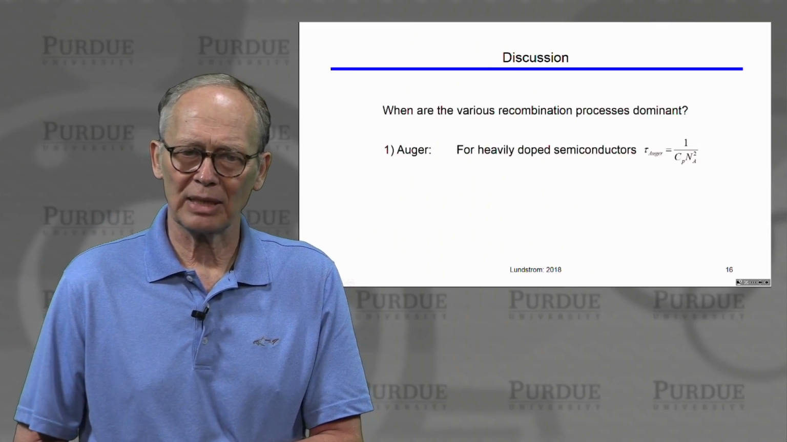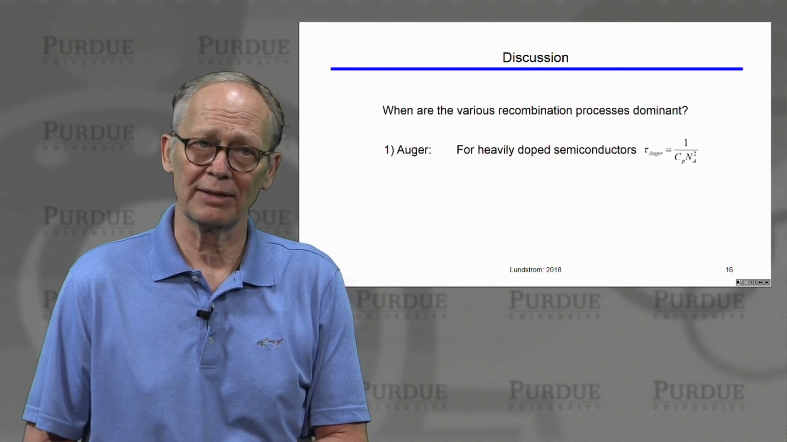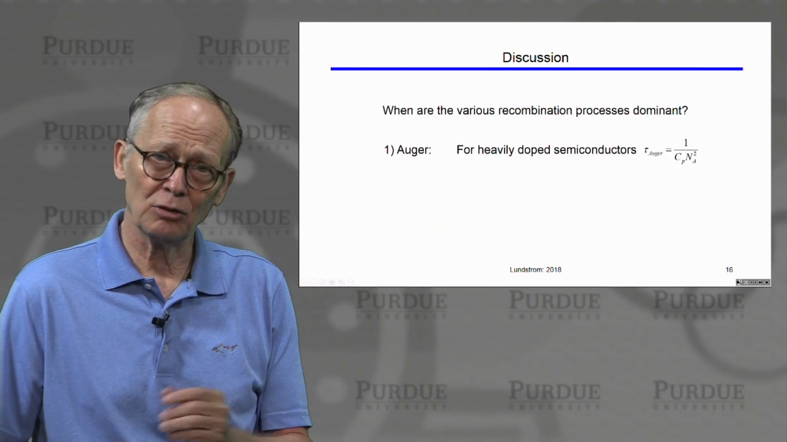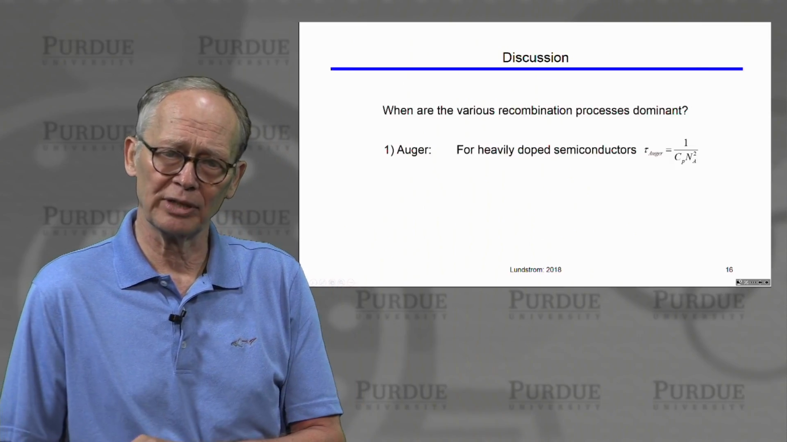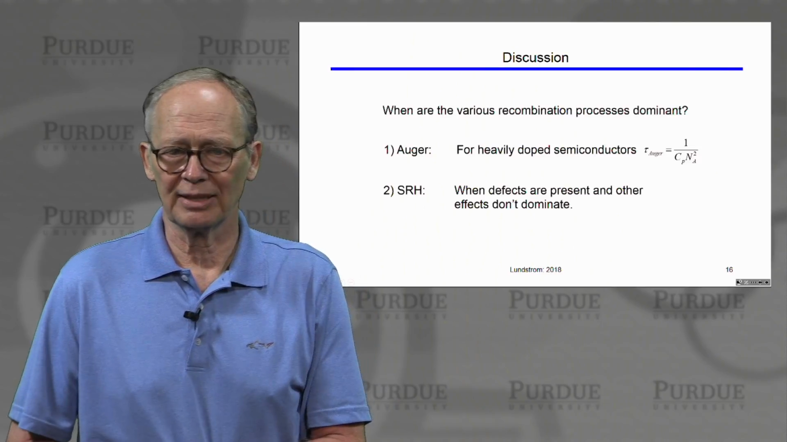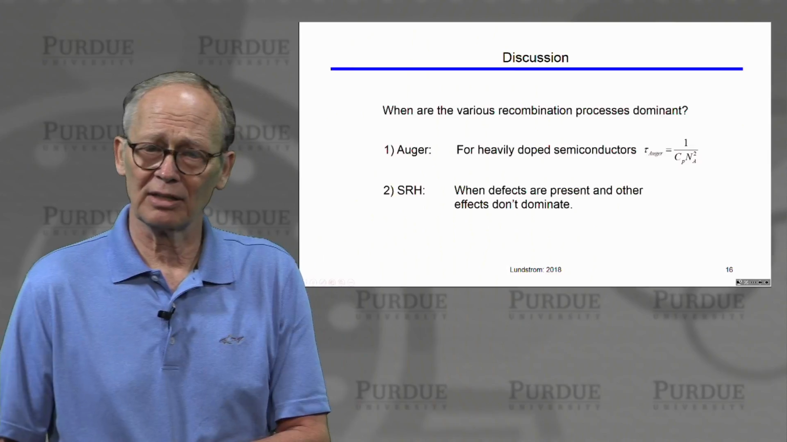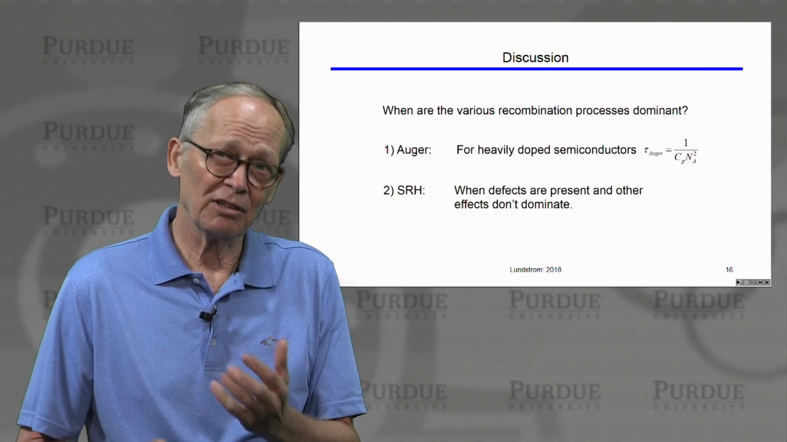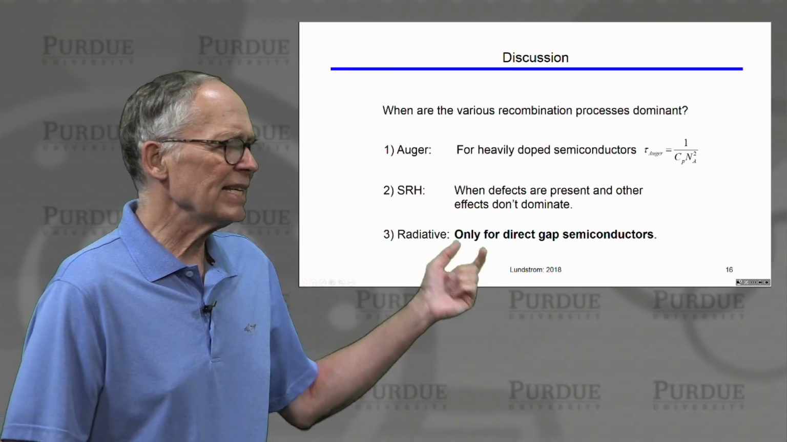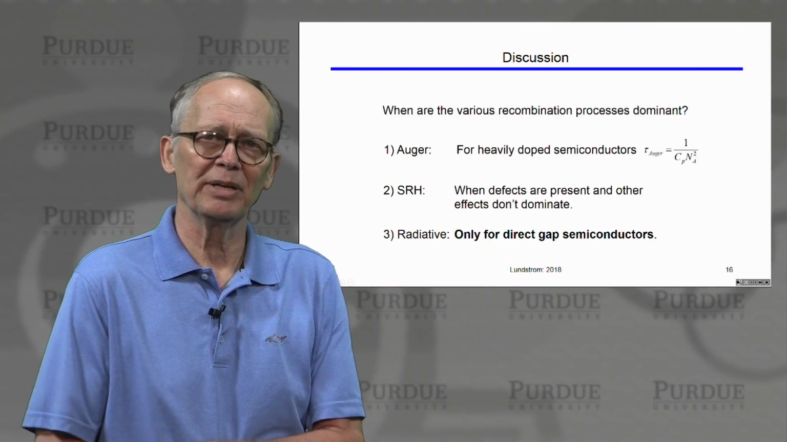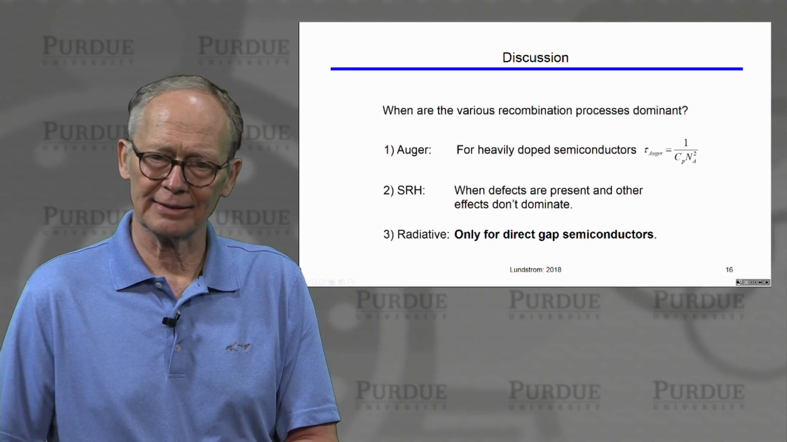So when are the various processes important? Well, the Auger processes become important when you have very heavily doped materials. So if you have a heavily doped material and it's a minority carrier device, you're worrying about the behavior of minority carriers, you should think about Auger recombination. Shockley-Read-Hall recombination is important when there are a lot of defects present, or when there aren't many defects present, but when none of the other effects are important. Radiative recombination tends to only be important in direct gap semiconductors in which it is a strong process.